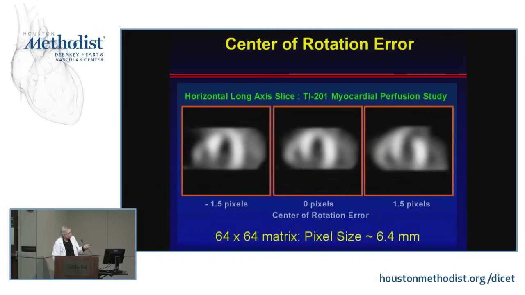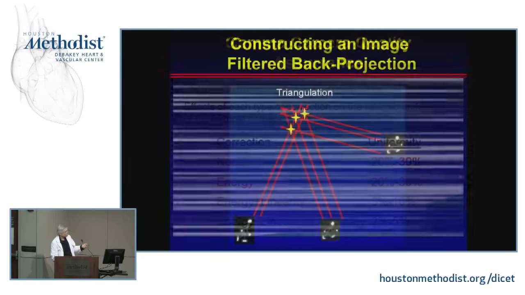So this is just looking at different problems with center of rotation error. This is if you're off 1.5 pixel. This is if you're off no pixels. And this is you're off plus 1.5 pixel. You can see you can cause false defects because the back projection that is done is not done properly. So we always do center of rotation so that we ensure that everything is the same going around the patient, in terms of the back projection technique.